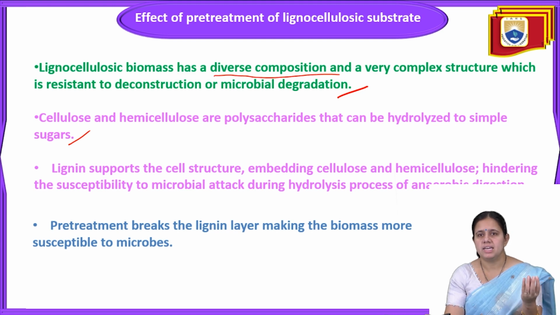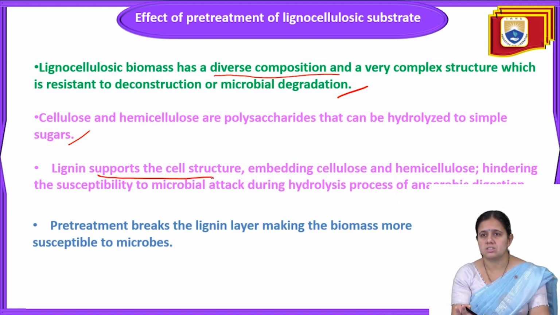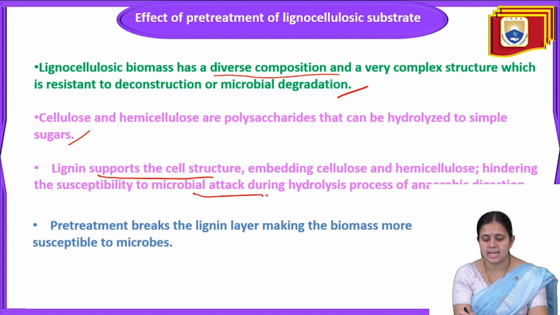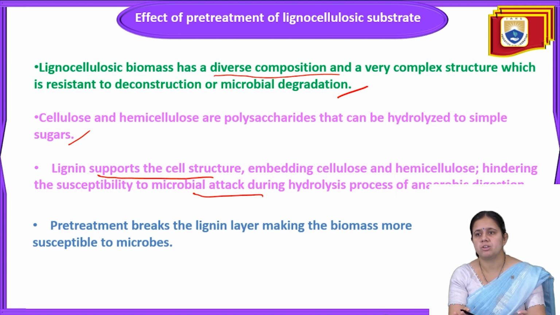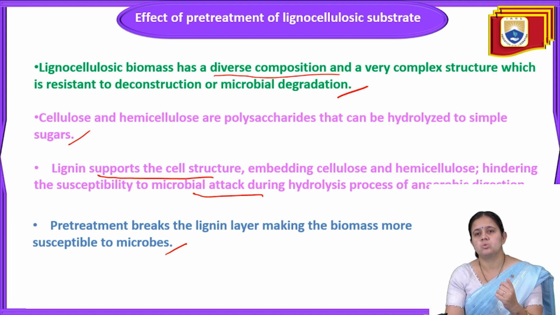Next, lignin supports the cell structure, embedding cellulose and hemicellulose. This cell structure is made up by embedding cellulose and hemicellulose, so it hinders the susceptibility to microbial attack during the hydrolysis process of anaerobic digestion. The pretreatment will break the lignin layer, making the biomass more susceptible to the microbes.